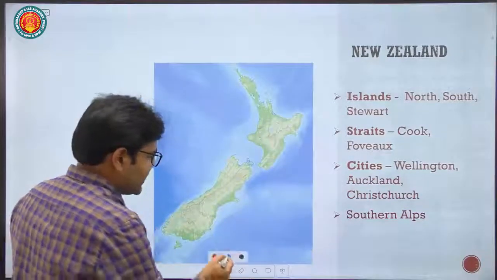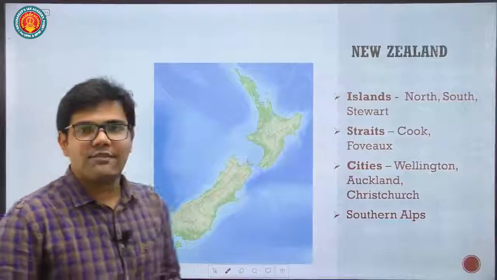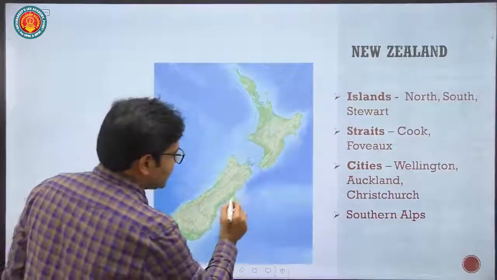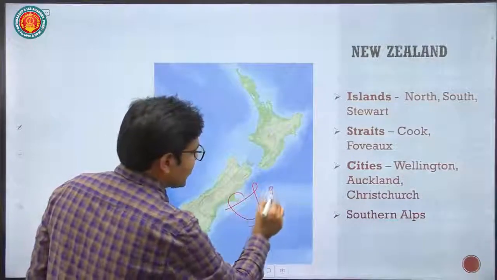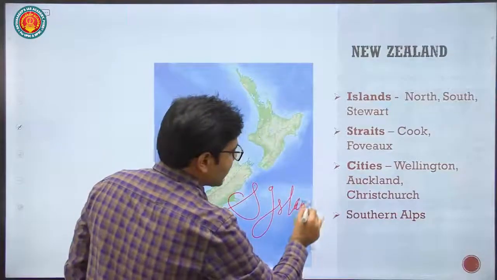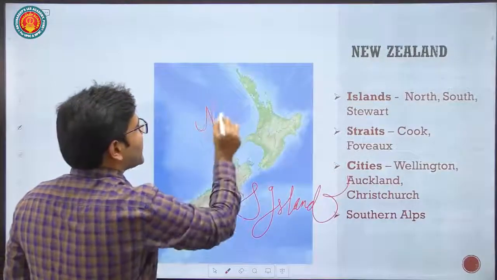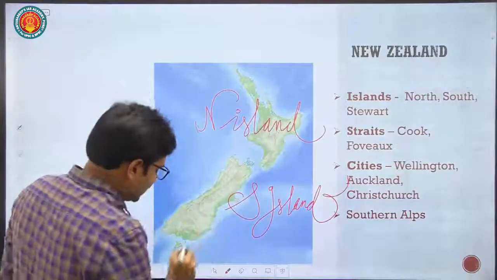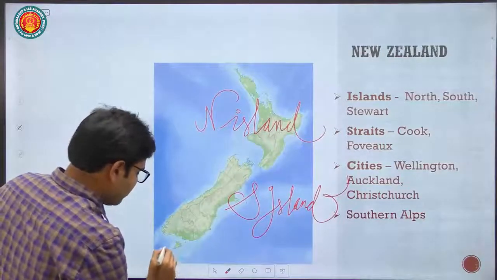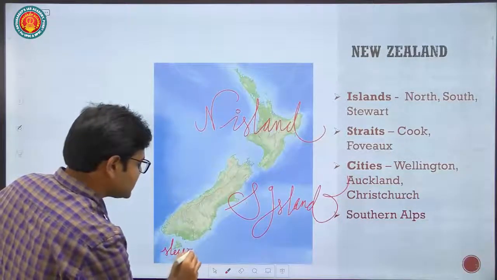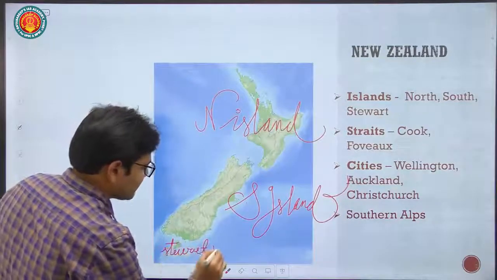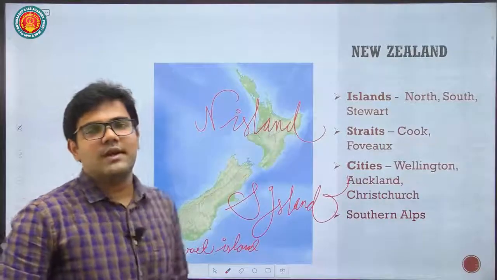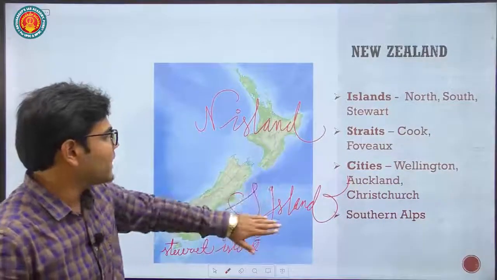New Zealand is made up of many islands, hundreds of islands, but we will focus only on three major islands. The largest island of New Zealand is South Island. Then we have North Island. And then somewhere here we have a small island called Stewart Island. Again, there are hundreds of islands, so we are not concerned about it. Just remember South Island, North Island.